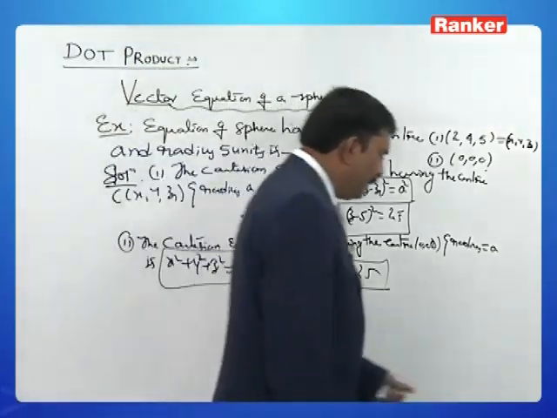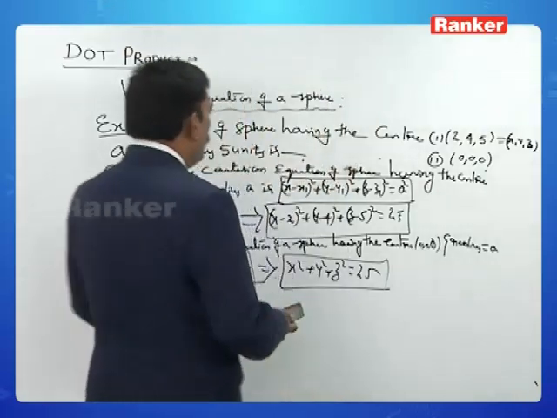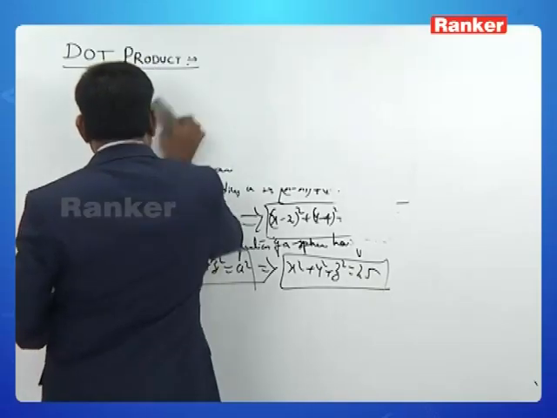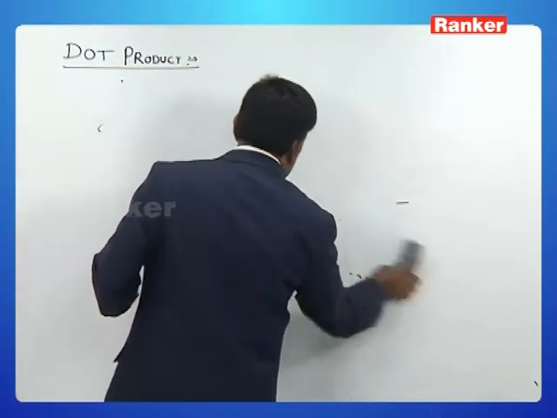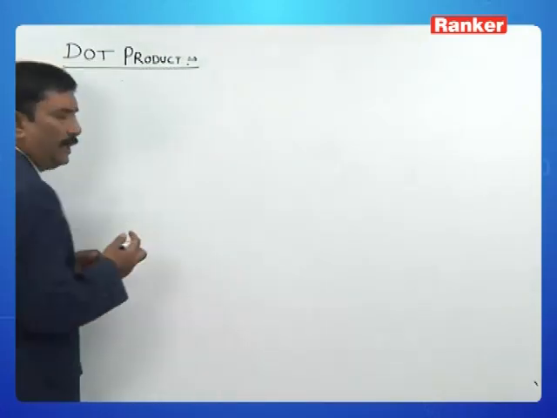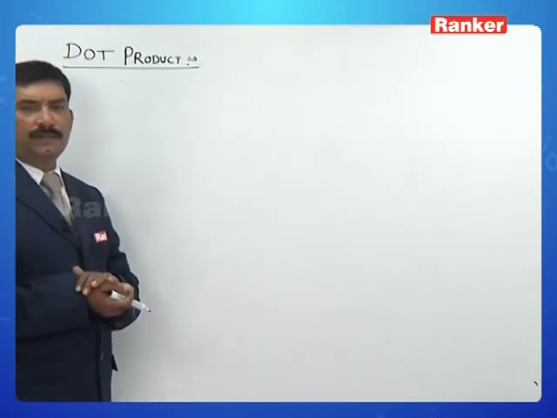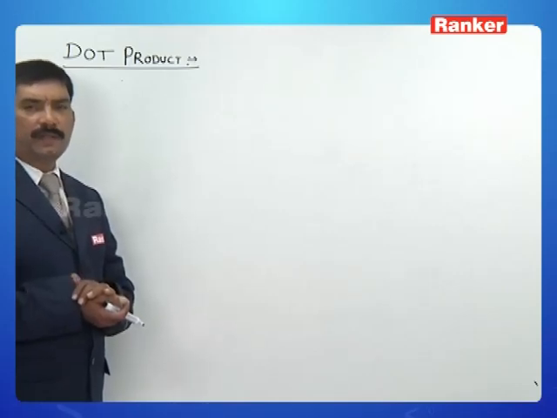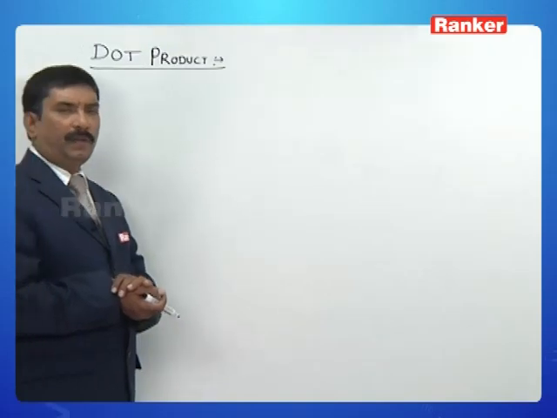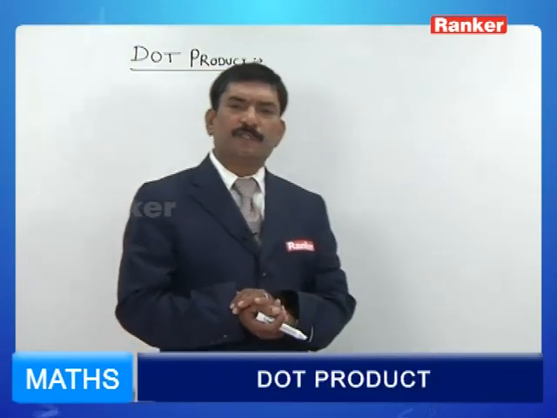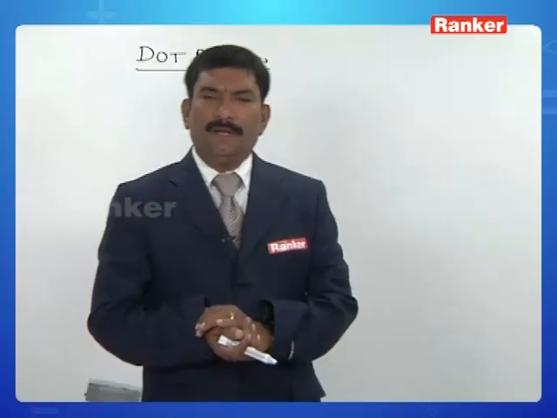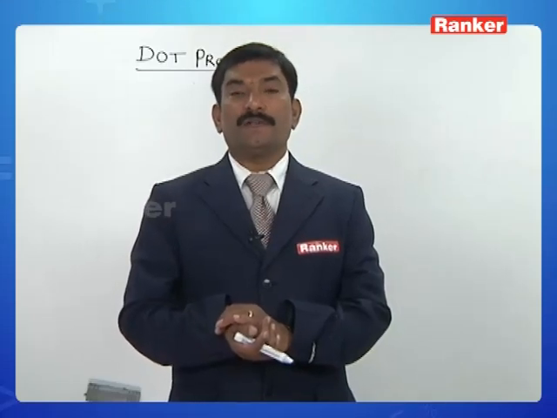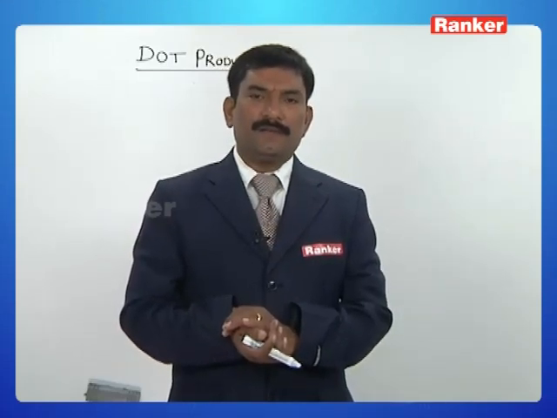Now, since a sphere is a 3D concept: in circles we know that the angle in a semicircle is 90 degrees. In a sphere also we can go for it. The angle in a semisphere is also 90 degrees. I want to find out the equation of a sphere having A of a bar and B of b bar as the extreme ends of the diameter.